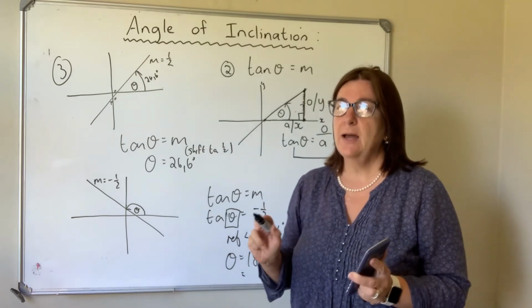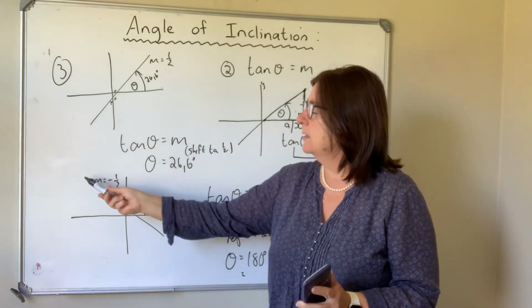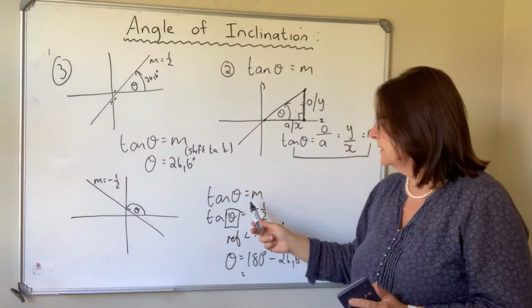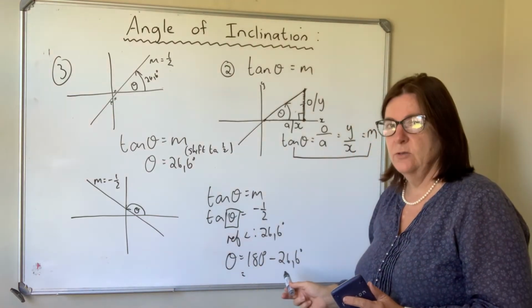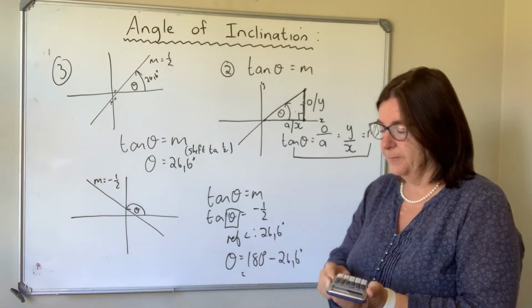Okay, so keep in mind when we're looking in the second quadrant, negative gradient, it's always going to be 180 minus the acute angle, 180 minus the acute angle.